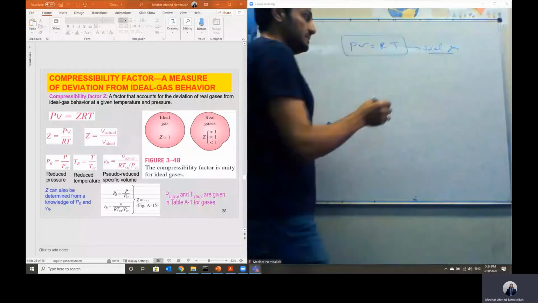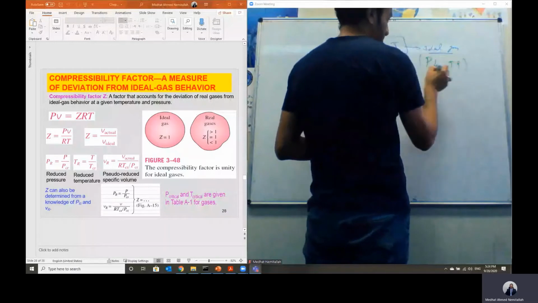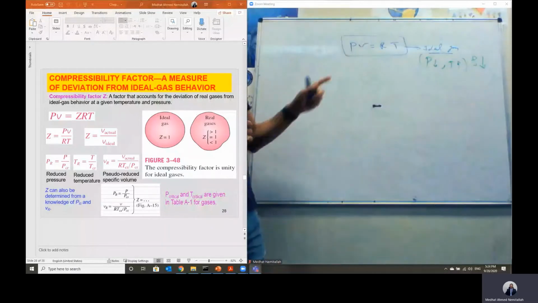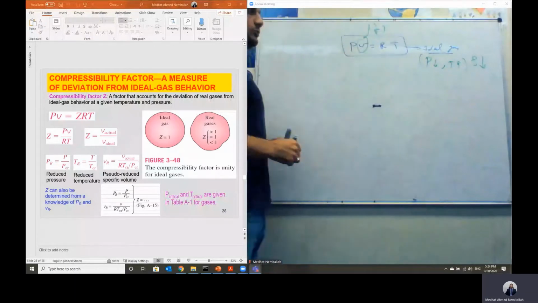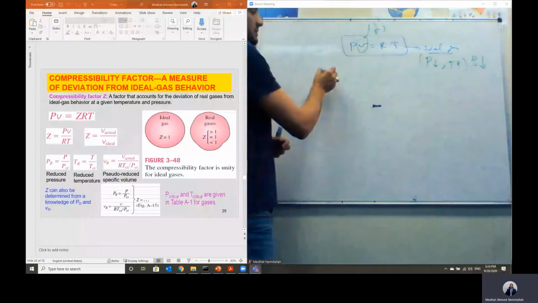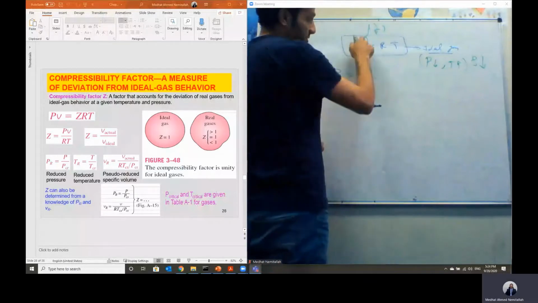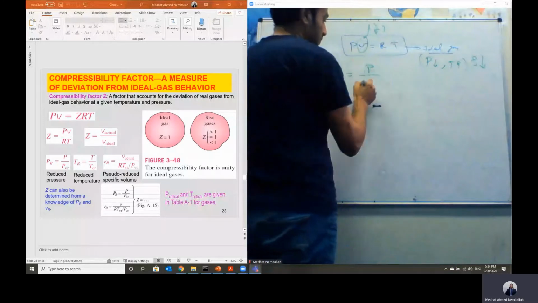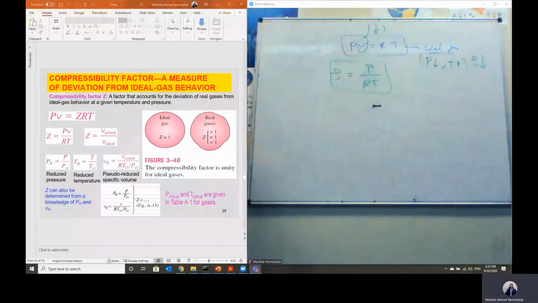An ideal gas is defined as a gas at very low pressure and high temperature, or a gas with low density. By definition, the specific volume is equal to 1 over density. So based on the ideal gas equation of state, we can take it to the other side, and the density will equal the pressure divided by R multiplied by the temperature T.